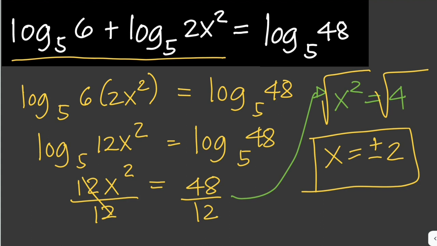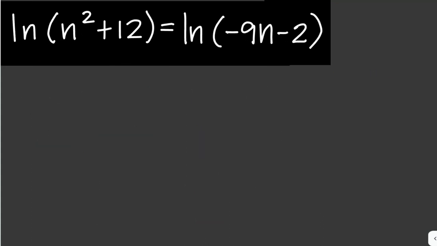Okay, let's solve one more. ln of (n squared plus 12) equals ln of (negative 9n minus 12). Okay, since the two sides have the same base, then we can just equate the arguments. So this is just n squared plus 12 equals negative 9n minus 2.